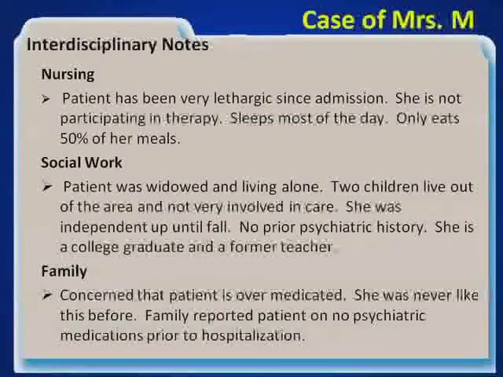Up until her fall, she was very independent. She had no prior psychiatric history. She is a college graduate and a former school teacher. Social work spoke with the family, who reported that they are concerned that she is over-medicated. They reported she was never like this before, and that she had been on no psychiatric medications prior to her hospitalization.